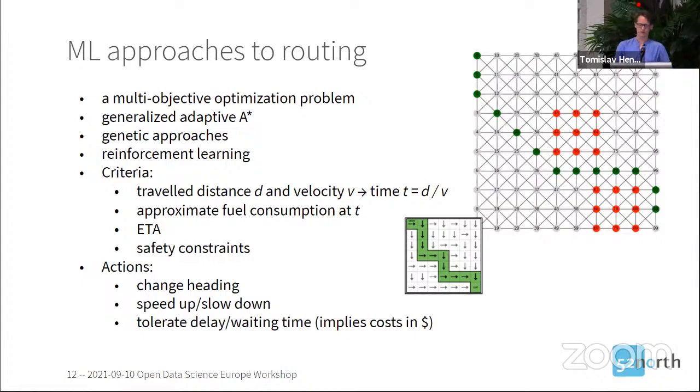So there are additional constraints we have to follow, and different actions we can take during the simulation would be to change the heading, speed up, slow down, obviously. We could also tolerate a delay, a waiting time, because if you're not in time at the harbor, you either have to wait, which costs money, or you have to pay extra because you're late, or might even lose your slot at all. So it's pretty expensive, of course, because you can't sell the goods you have on board.